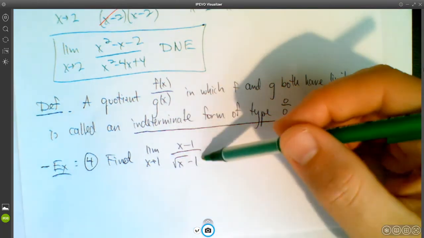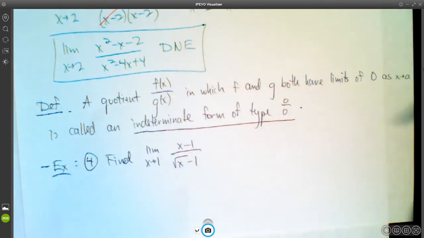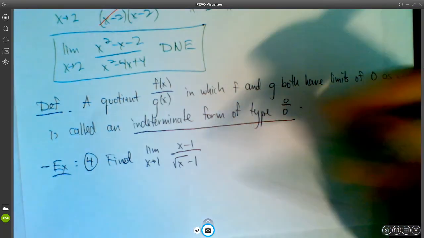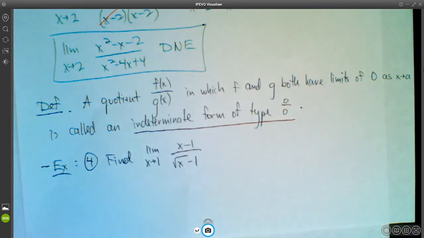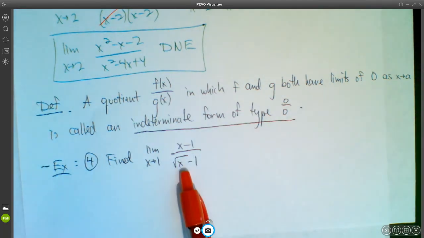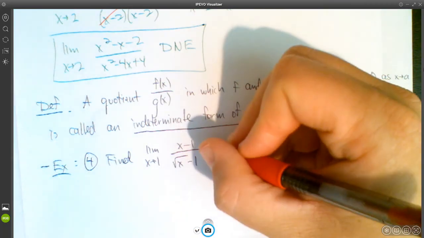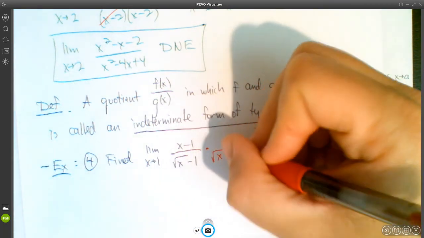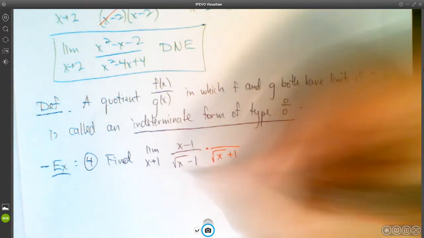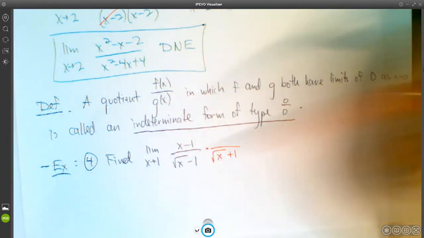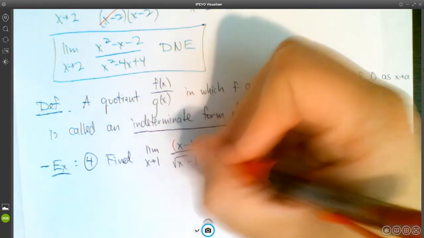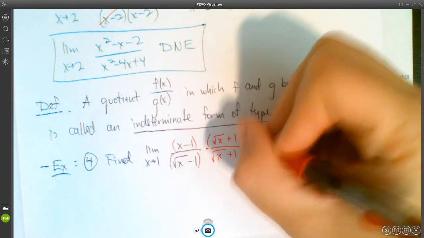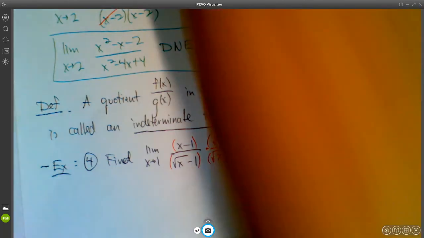Now in this case, factoring is not really an option. But what you have probably seen before in algebra class is that you can multiply by the conjugate, and that will clear any radicals in the denominator. The conjugate in this case would be square root x plus 1. The conjugate is always the same thing, but with the sign in the middle switched. So I'm going to multiply by that in both the numerator and the denominator. Let's see what we get.